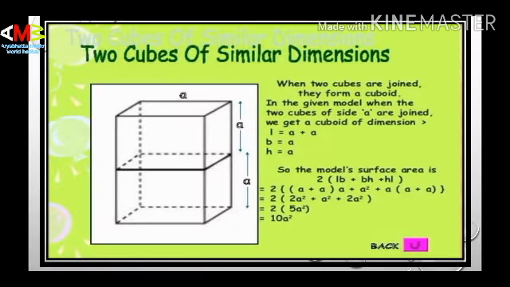2 cubes of similar dimension. Here 2 cubes are there which have the same dimensions. So this model is L into B into H. So the surface area of the model is 2 bracket LB plus BH plus HL. If all sides are the same, in the shape of square cubes, it is 2 into a square plus a square plus a square, that is 2 into 5 a square, which is 10 a square, or we have to apply 2 into LB plus BH plus HL. So this is 2 cubes attached, with the dimension figure.